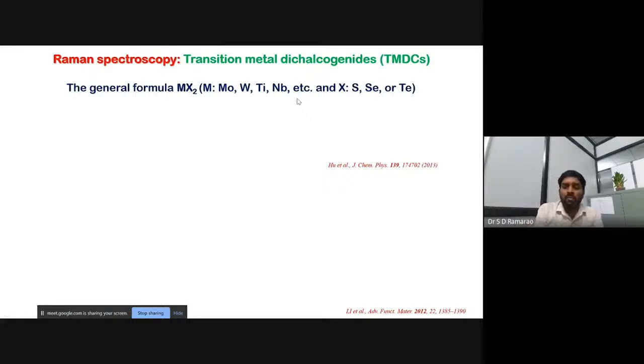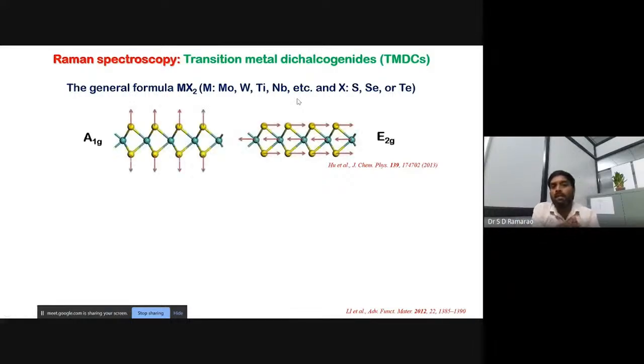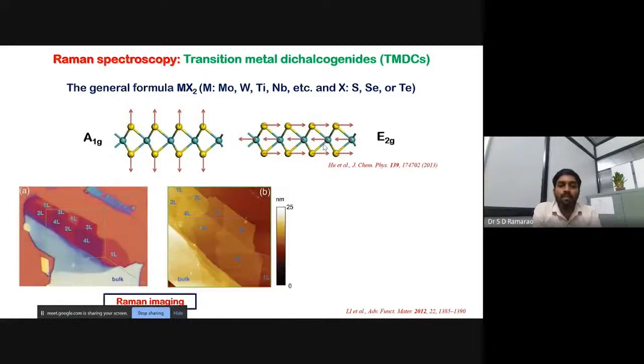If you take the typical Raman spectra of these materials, mainly it will show two Raman active modes. One is A1G, which is the vibration of the chalcogenide atoms along the Z direction, and the other is EG, along the X direction. That means two bands which are Raman active in the Raman spectra.